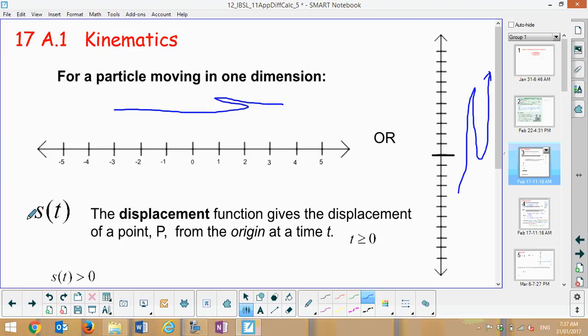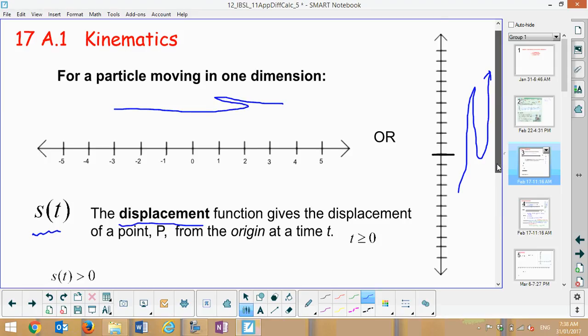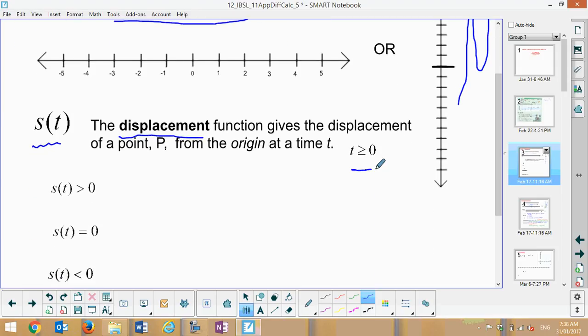So in this case, remember I mentioned earlier, we're using S as a function of t as displacement. That's our displacement function, and that gives the displacement of a point from the origin at a particular time t. And again, t is always greater than or equal to 0. So if our displacement S is greater than 0, that means the point lies to the right or is in the positive. So it's either in this positive region, or it's up.